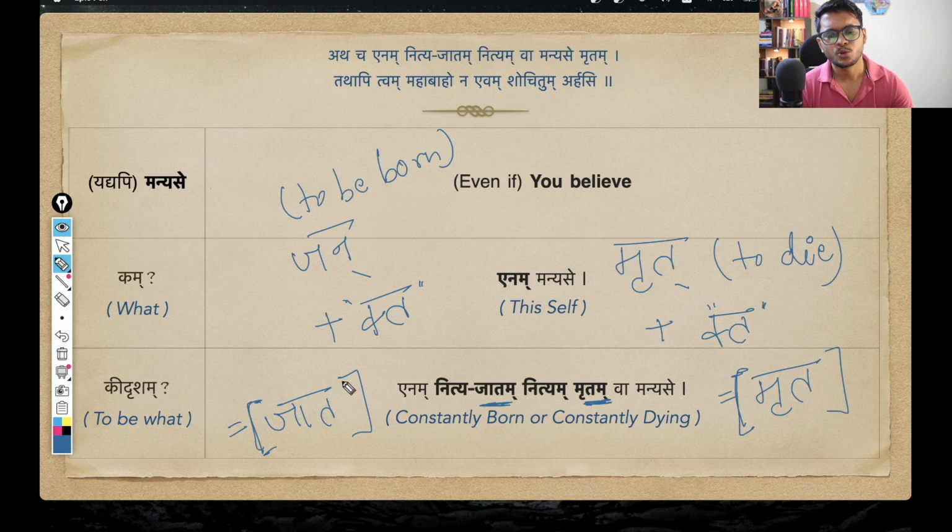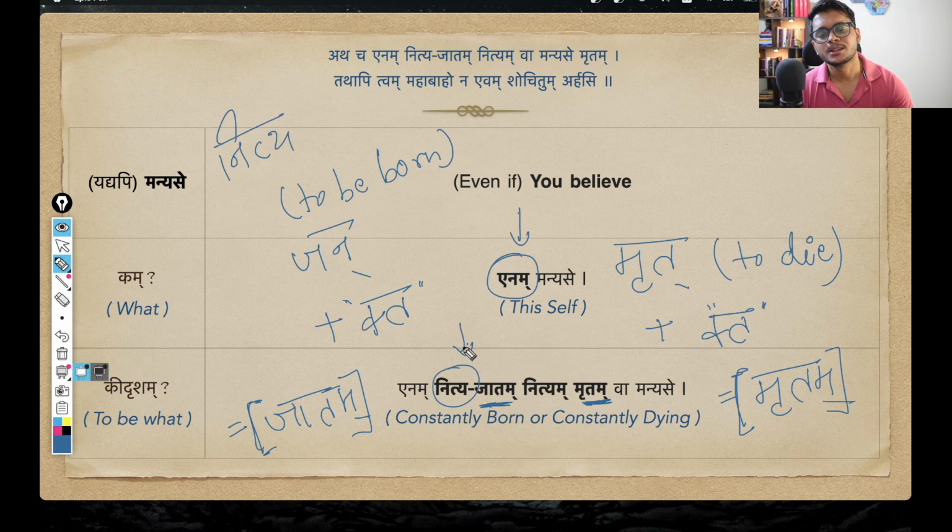And since we are using both these kridantas to describe this self, we are again using the same vibhakti and vachana. So this pratipadika is also in the dvitiya vibhakti ekavachana, changing into jatam, and mrita changing into mritam, just to match the word form of its noun, of its sarvanama in this case. And then with both these kridantas, we have this nitya. Nitya simply means some action that is constant, or something that is eternally happening. So if I say nitya jatam, I am basically saying something that is constantly being born, simply meaning something that is in this cycle of birth and rebirth.